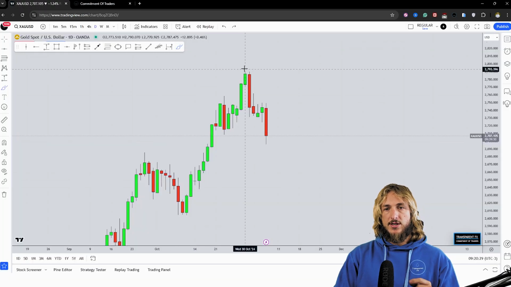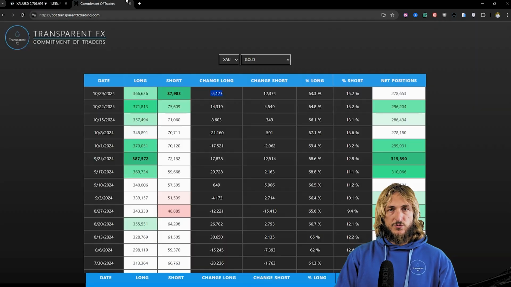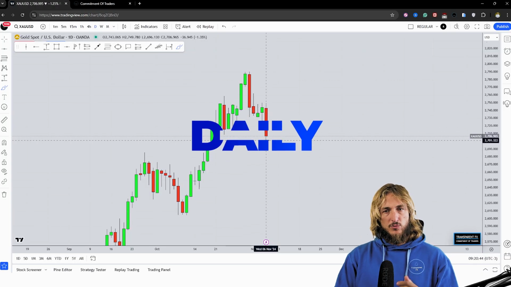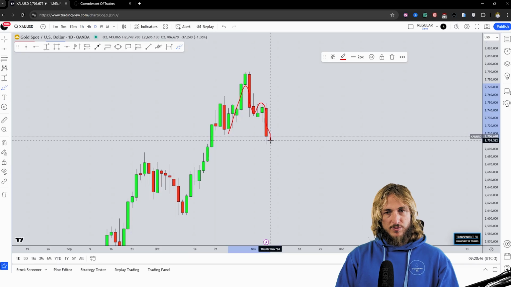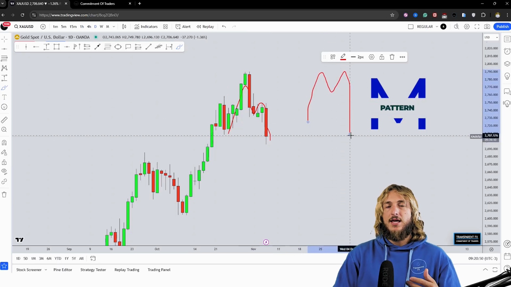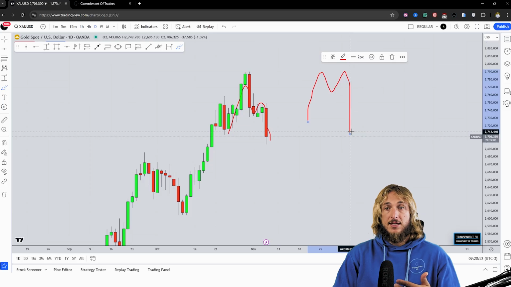So there is no surprise that the market has started this rejection to the downside. However, at the same time, we still have 366K longs and 87K shorts. So still way more longs than shorts. So as the market is still strong, but moving to the downside and creating a bullish pattern, this increases the probabilities that this M pattern could complete as you would naturally expect in this situation.